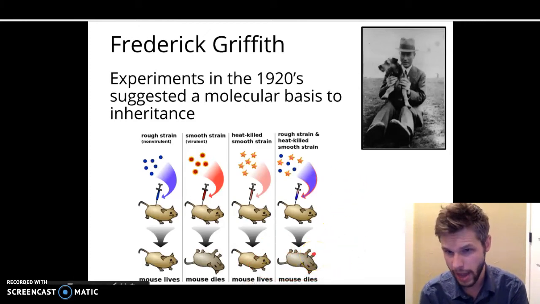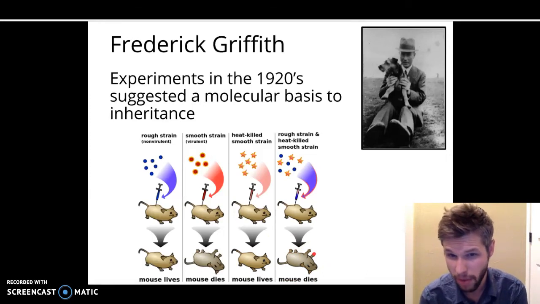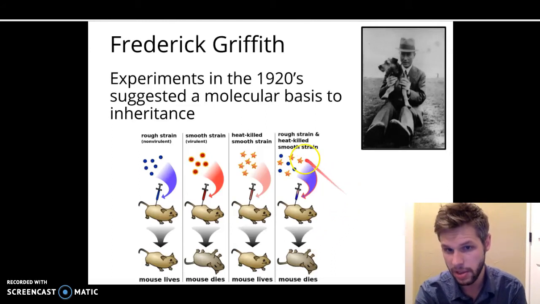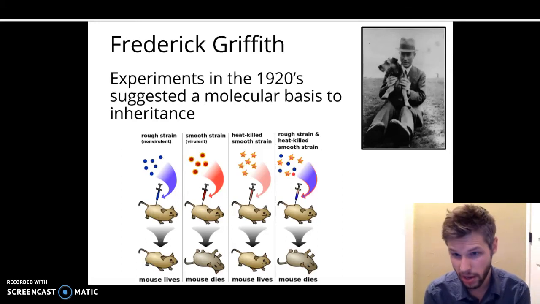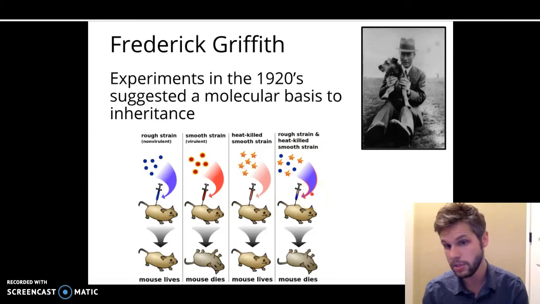His question was, why? Why did I see that the mouse died here? There must be something being passed along from this heat-killed smooth strain to the rough strain, and he was right. DNA was being exchanged from this bacteria to this bacteria in a process called transformation, where bacteria exchange plasmids, certain bits of DNA with one another. He didn't know that, and he couldn't use those words, but what he did know is that there was some molecule being passed along from these guys to these guys, right? So that was sort of first steps into saying there must be some molecule that's being passed along in terms of inheritance.